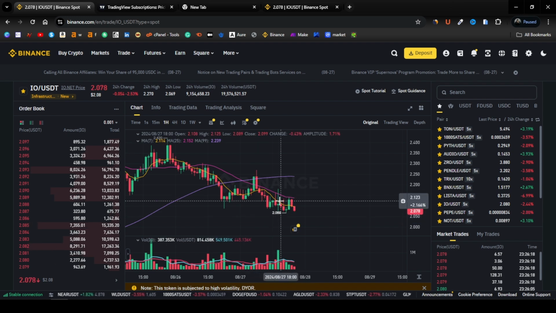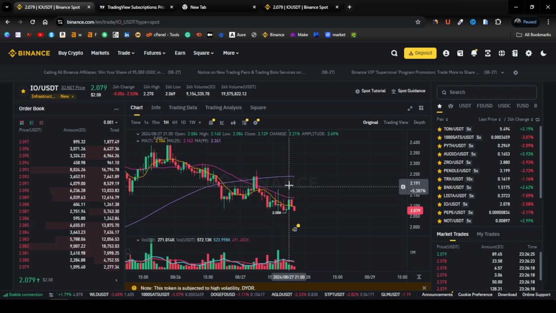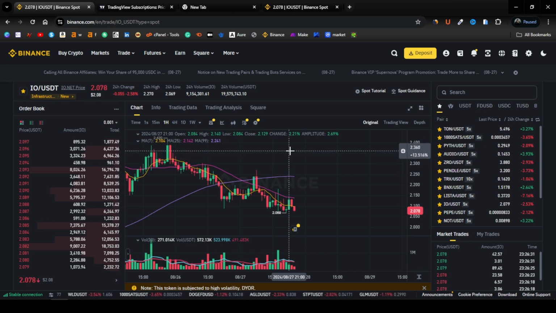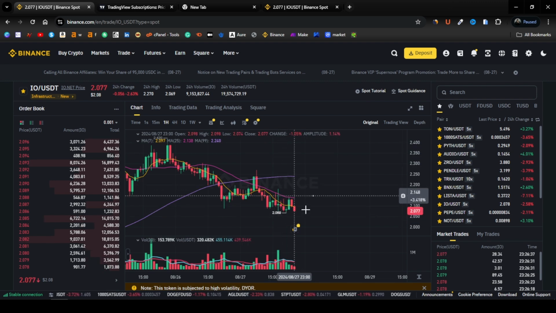and we've already seen that we can buy at this point and then we can sell it at maybe around, we can target maybe 13% profit if it goes up. So for example, I'm going to purchase it at the current one, 2.078.